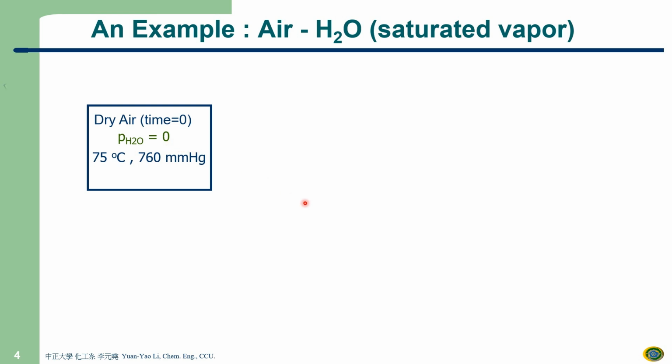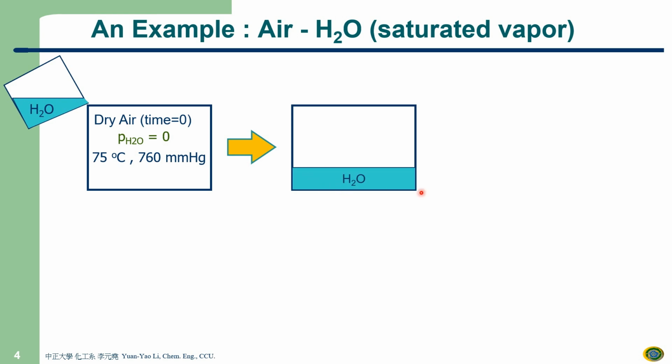Right, and then at this time, you pour the water into this system. Now what happens? You pour the water in and you close it, making it a closed system. Because the temperature is 75 Celsius and the pressure is 1 atm, the water will be vaporized. We call it evaporation, and of course, the time will increase, to 1 minute, 2 minutes, for example.